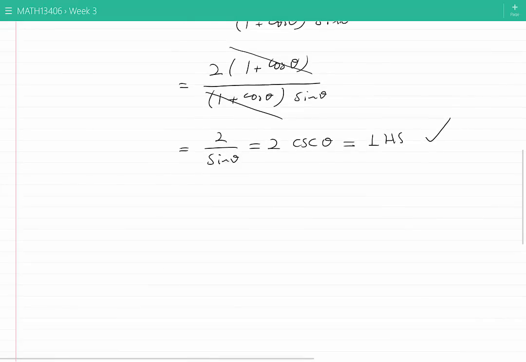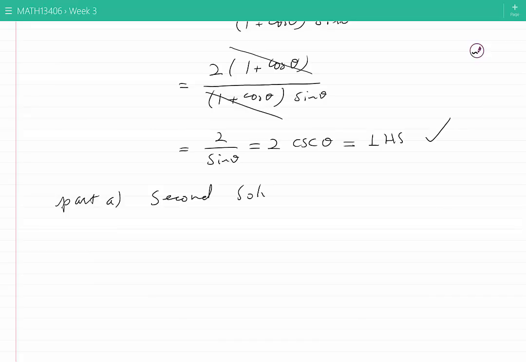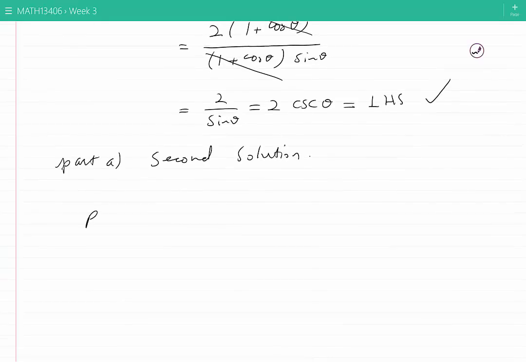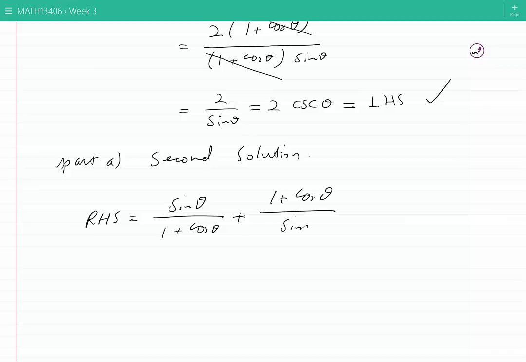Now I want to show that part A can also be proved by another method. So I'm going to provide a second solution. This time I'm going to use half angles. The right hand side, I will write it again, it is equal to sine theta over 1 plus cos theta plus 1 plus cos theta over sine theta.